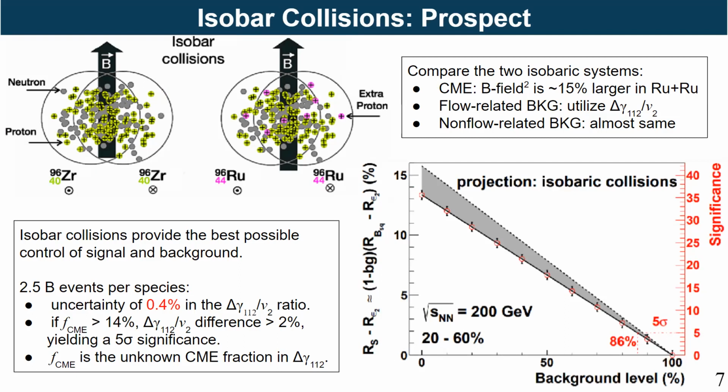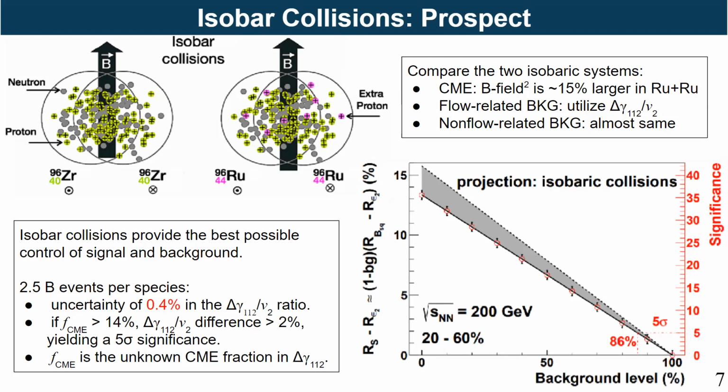But then consider the fluctuation and so on. So we expect if we collide them at the same energy, then ruthenium should see about 15% larger signal than the zirconium. So this is good if the fraction of the CME in delta gamma is large enough. This is the figure I made at that time as a projection.